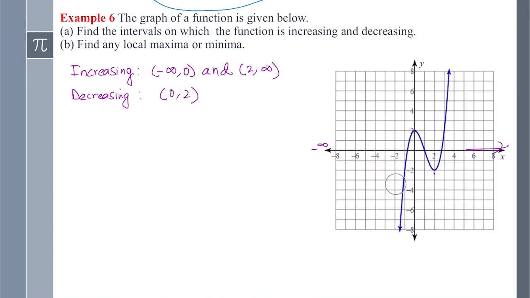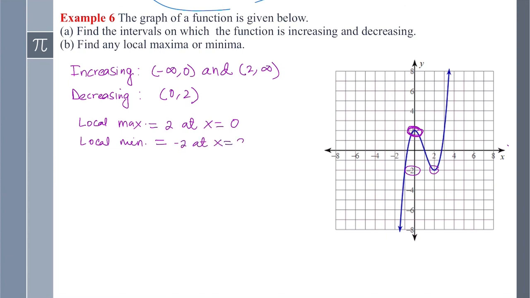Now from the graph, we can say that the peak is the local maximum. So here is the peak, so the local maximum is here, and the dip is the local minimum, and here is the dip, which is the local minimum. So local max equals the y value here, which is 2 at x equals 0. So the x value is 0, y value is 2, and the local minimum equals this value, which is negative 2 at x equals 2.